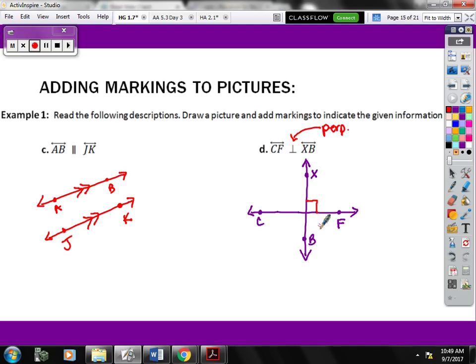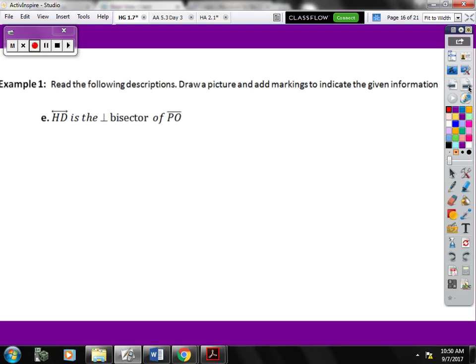Okay. The last one, it says that it's a perpendicular bisector. So you just sort of remember that that's going to do two things.